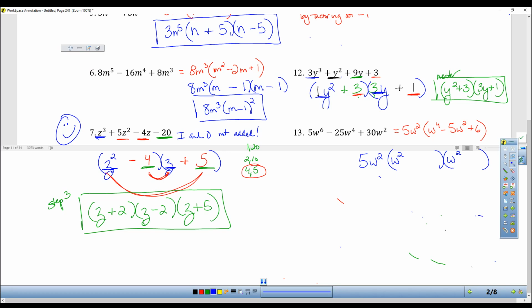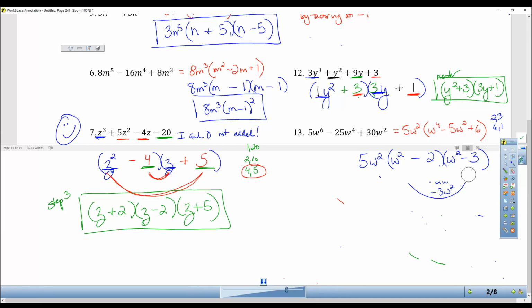Again, I'm trying to figure out, do I want the 2 and the 3, or do I want the 6 and the 1? Well, I do have a 5, and 6 minus 1 would make 5, but I need them either to both be positive or both be negative. So I am going to go with the 2 and the 3, and I'm going to make them both negative in order to make a positive 6 on the end. So first times the first makes the first, last times the last makes the last, and my inners and my outers add up to that negative 5w squared.